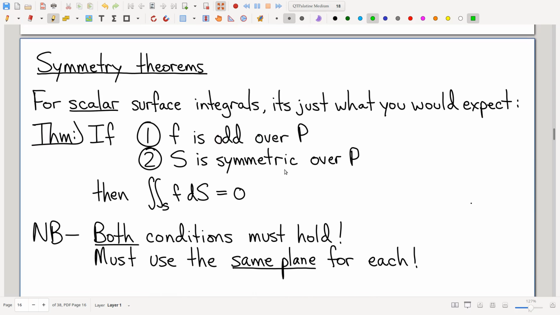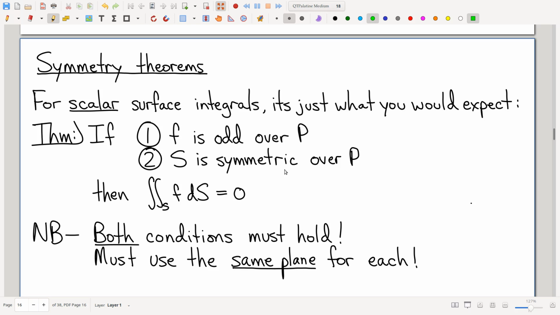Symmetry. We can be quick with this one. You can probably even guess what's about to happen. You may recall when we talked about line integrals: for scalar line integrals, symmetry as usual, have fun. For vector line integrals, there is no symmetry theorem. It doesn't work. Landmine, watch out. Don't try to do it. It doesn't work.